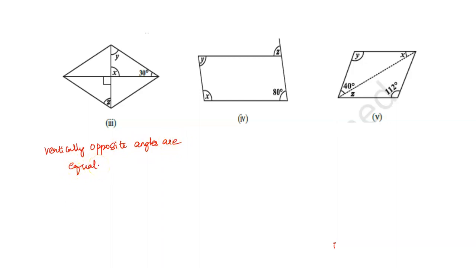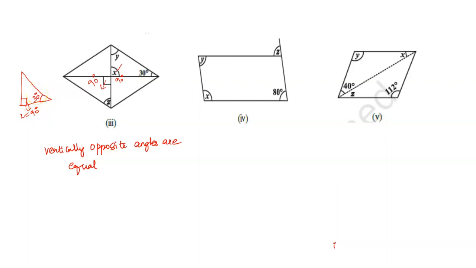Vertically opposite angles are equal. So this angle and this angle are equal. So this is nothing but 90 degrees. So definitely this angle, which is vertically opposite, x is also 90 degrees. So the x value is 90 degrees, and here they have already given 30 degrees.